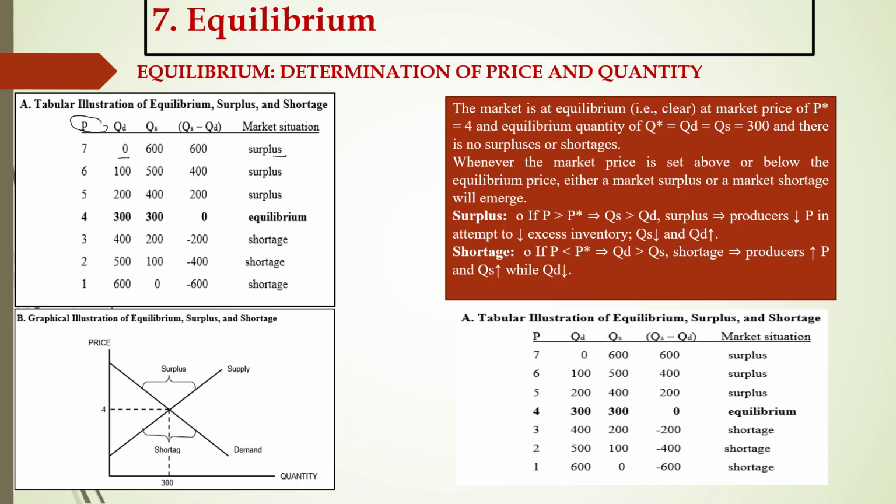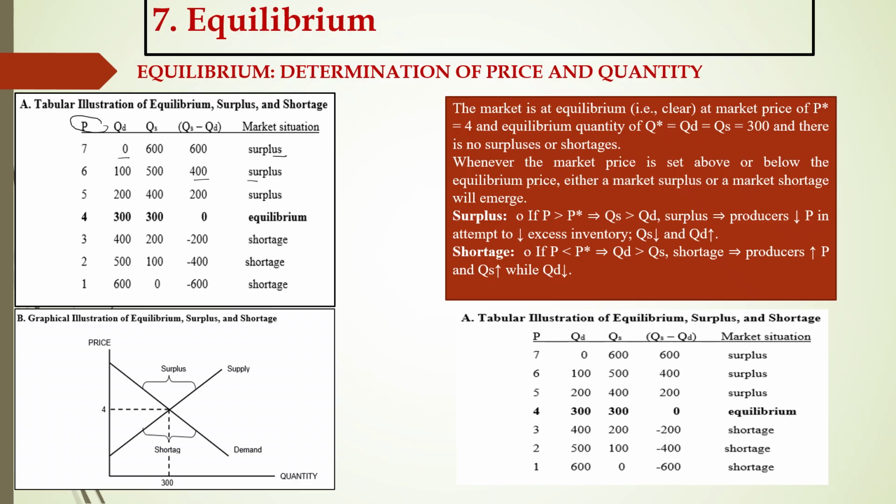Again we find out 500 minus 100 is 400. It means there are 500 products in the market, but only 100 products are demanded by the customers. So 400 products are extra, a surplus. This is surplus. It is positive.